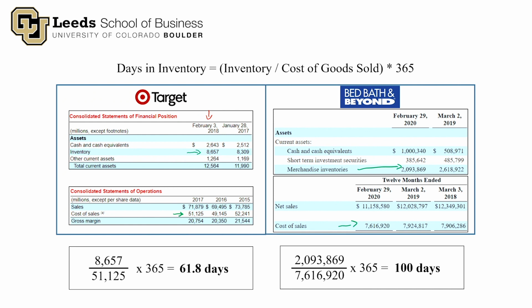But as we talked about with receivable ratios, there are certain transactions and events that can bias this ratio, and you want to understand those. Okay, and that is the inventory ratio, days in inventory.